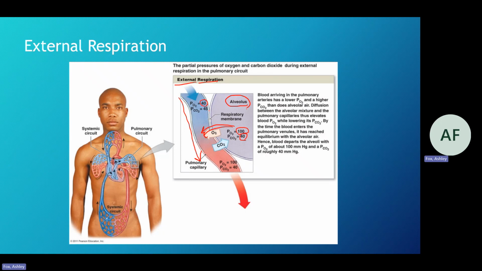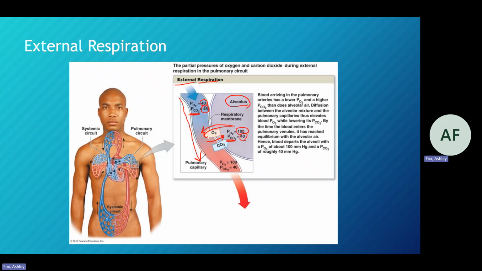Now look at the partial pressure of carbon dioxide that's coming in. 45 versus 40. Not as significant of a change or difference, but still a difference. It's not equilibrium. So what's going to happen to the carbon dioxide? The higher amount of partial pressure in solution, less partial pressure in the alveolar air, carbon dioxide is going to move this way. It's going to move out of your pulmonary capillaries and into the alveolus.